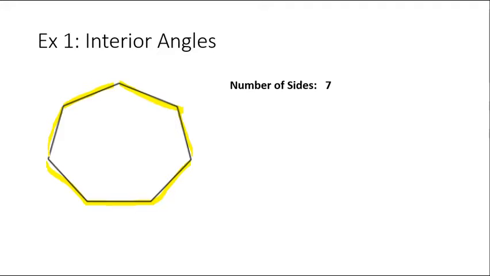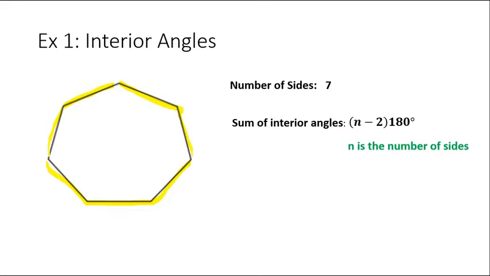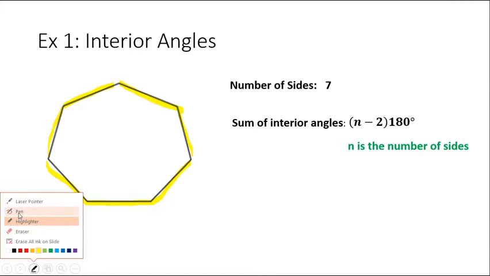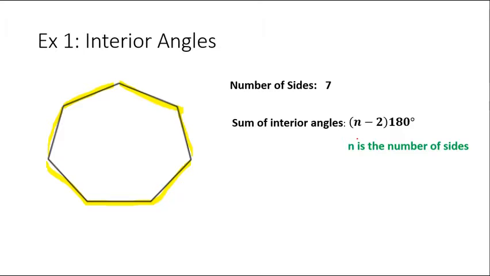So then we're going to use the interior angles formula. So the sum of the interior angles, which is n minus 2 times 180. And remember, n is the number of sides. So the number of sides here, we just take the number of sides and we just put it into the formula right there.